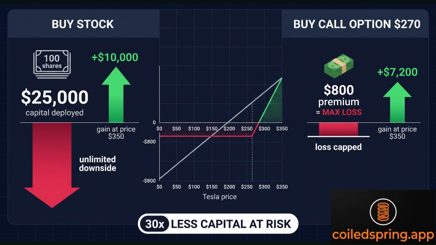This is not about speculation. This is not about taking more risk. This is about being structurally smarter with your capital. Knowing your maximum loss before you ever enter the trade. That certainty, that defined risk.